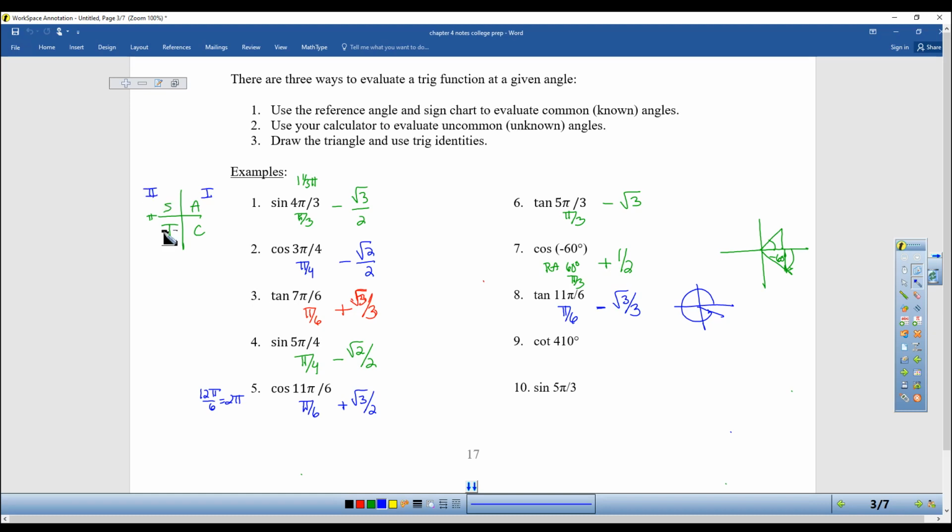I've been assuming the whole time that you know which quadrant is which. Maybe we should just review that. 1, 2, 3, 4. All right, cotangent of 410.